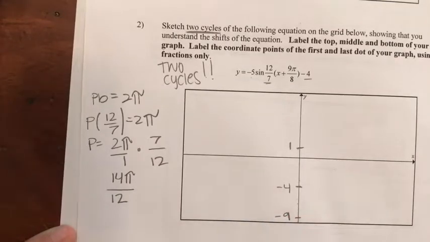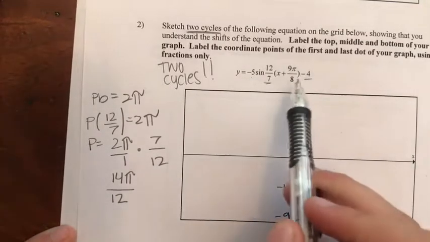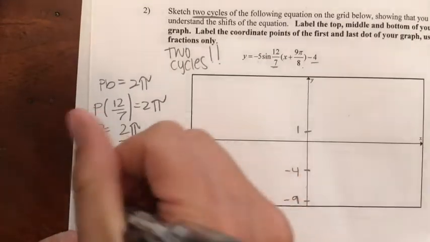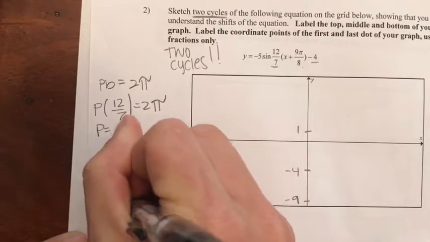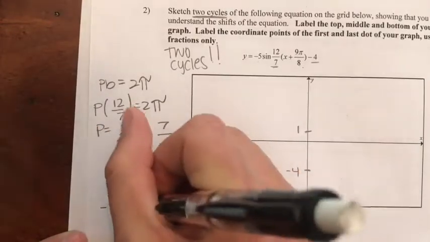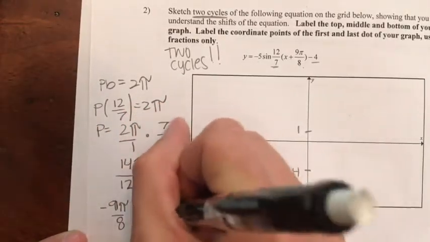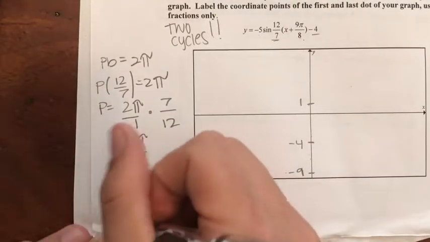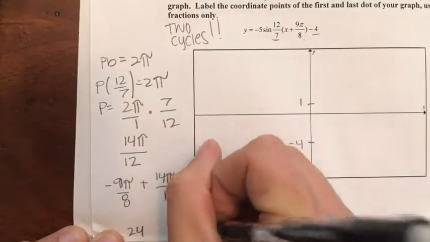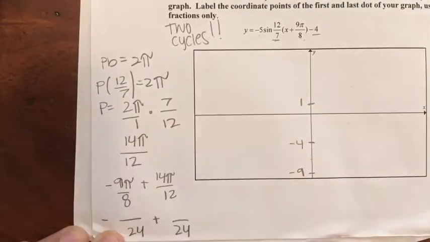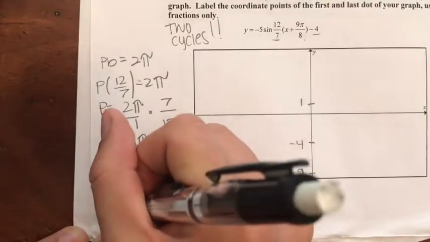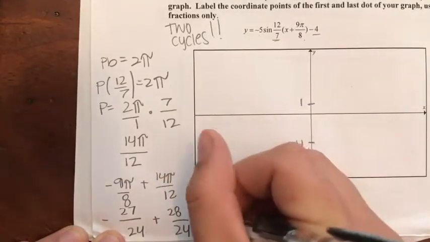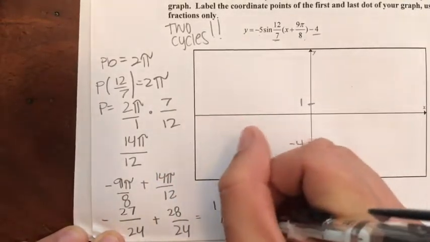Now to find the end of your first cycle, you just take that number and add it to the x coordinate that was given to you, which would be -9 pi over 8 plus 14 pi over 12. Now we just have to find a common denominator, which in this case would be 24. So we get negative 27 over 24 plus 28 over 24, which gets you 1 over 24.